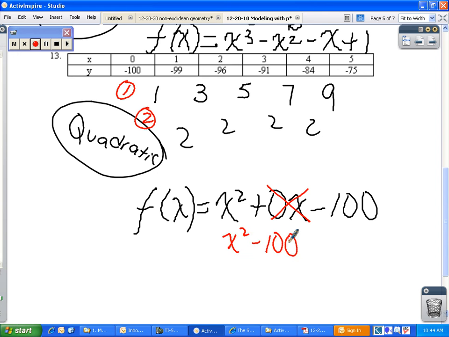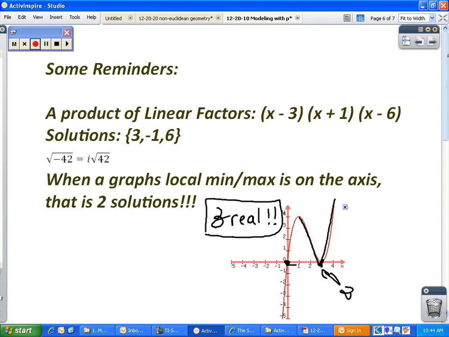That concludes going over the review. However, a couple of reminders for your test, just to make sure that you are clear about some things. Whenever you see the phrase product of linear factors, that means to write out x minus 3, x plus 1, x minus 6. Whenever you see solutions, those are just single numbers where it crosses the x-axis. Please remember that the square root of negative 42 is equal to i times the square root of 42.